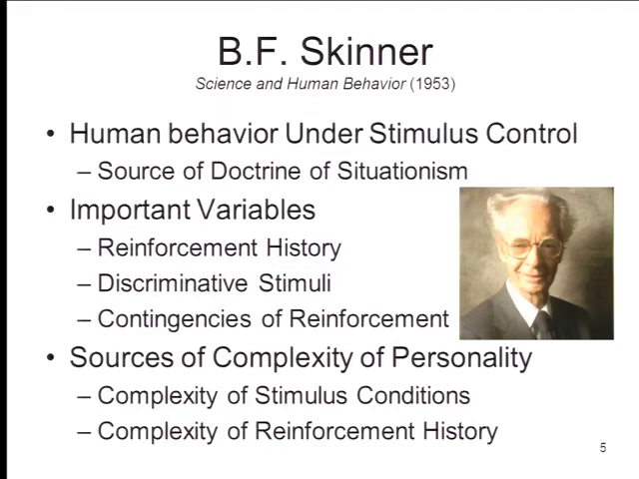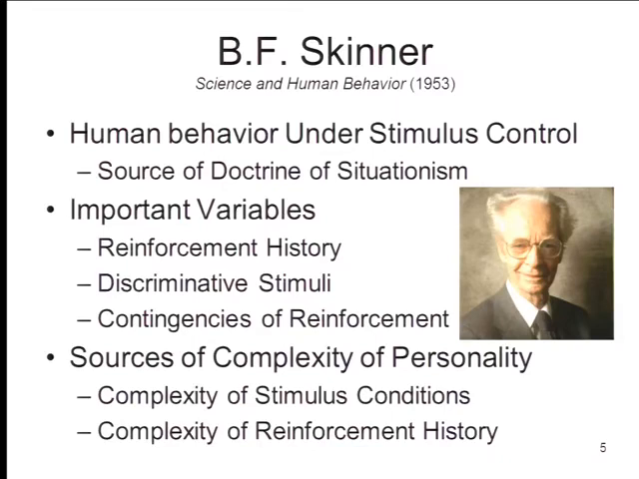So that all you need to know about an organism, whether it's a person or a rat or a pigeon, is what its reinforcement history is, that is, what it's been reinforced for doing in the past, what discriminative stimuli are present in the environment at the current time, and also what are the current contingencies of reinforcement. That is, what is the organism going to be reinforced for doing. And Skinner argued that what was true for rats and pigeons was no less true for human beings. The only thing that made human beings complicated was that the stimulus conditions were more complicated. We have longer, more varied reinforcement histories. That's the only kind of difference.